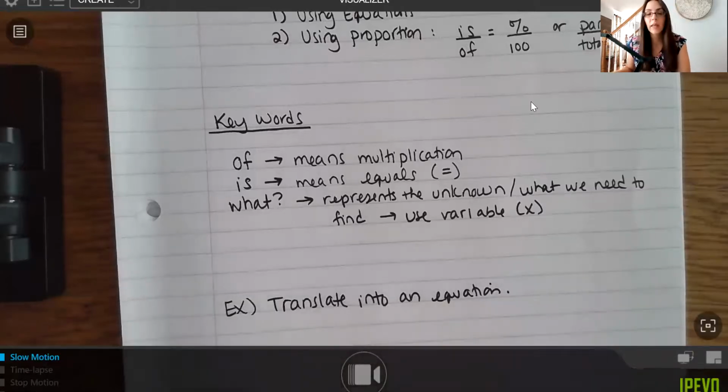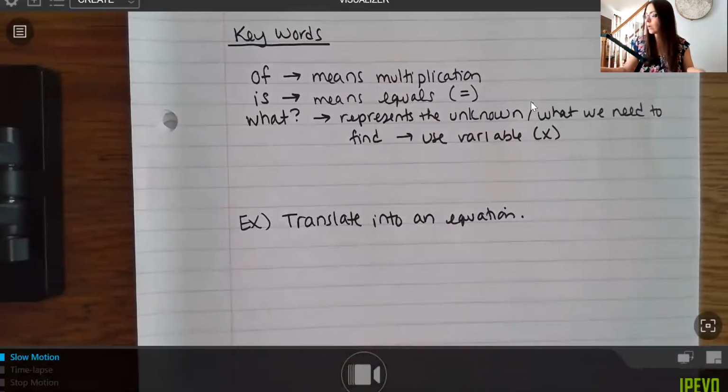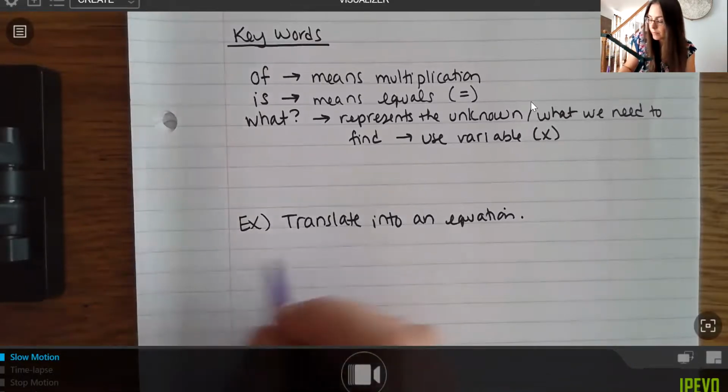Okay, so before we get into solving, let's just practice translating into an equation. And there's one more thing I want to note here for certain examples once we get to it. So it's a very important note.